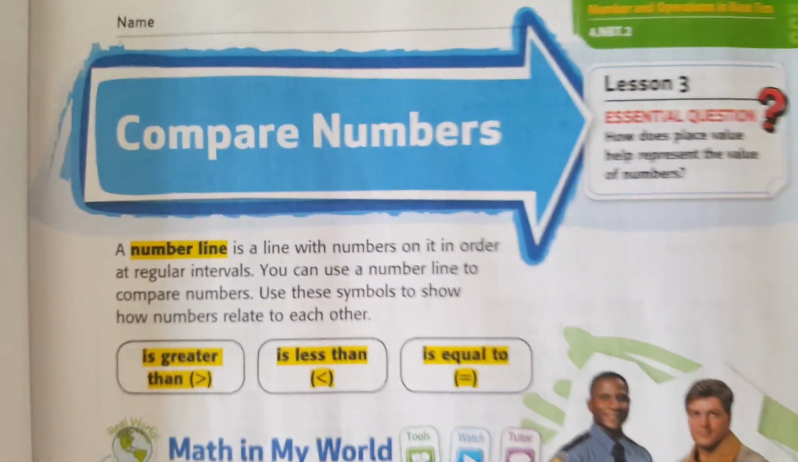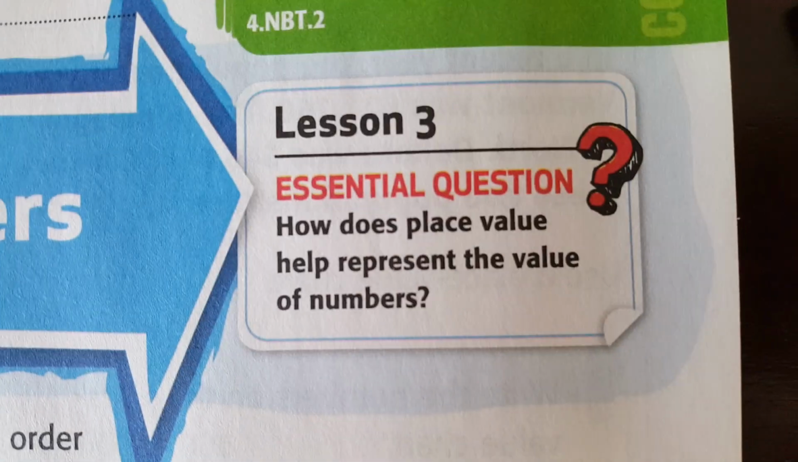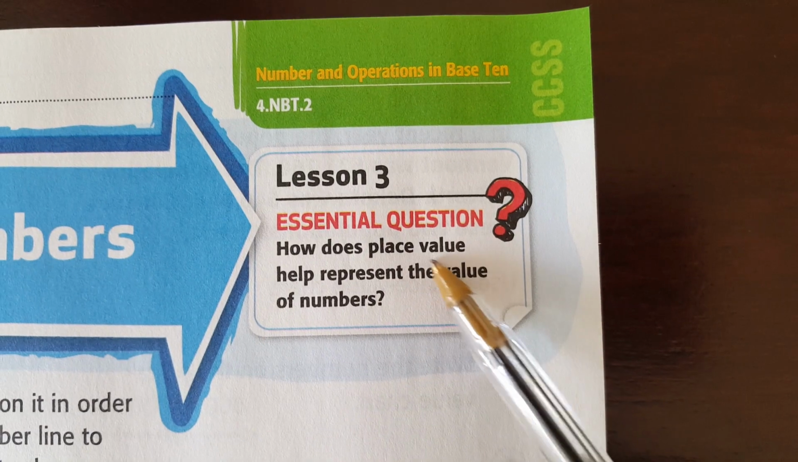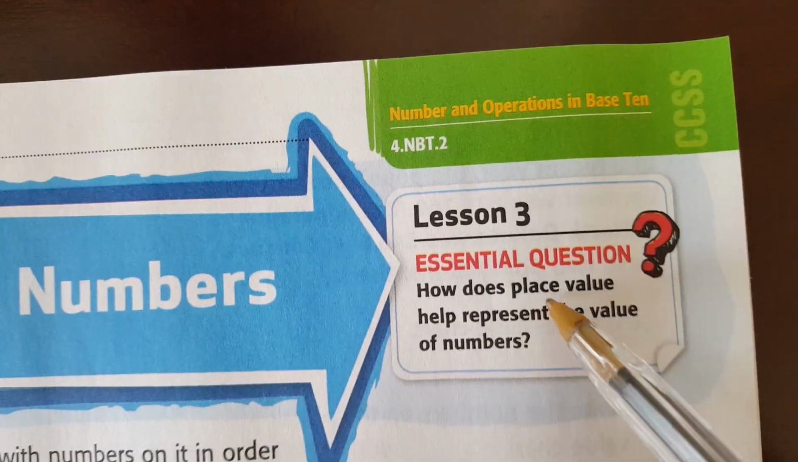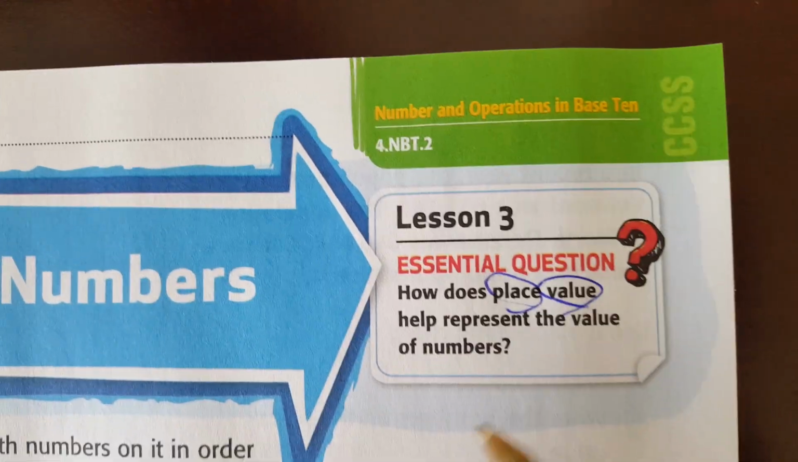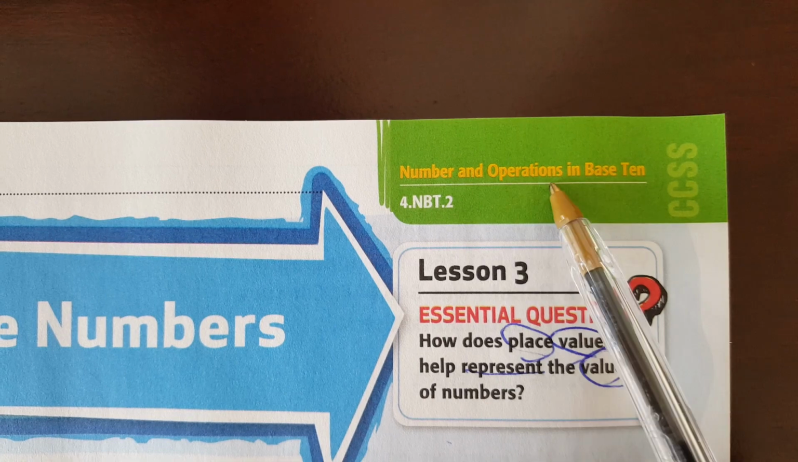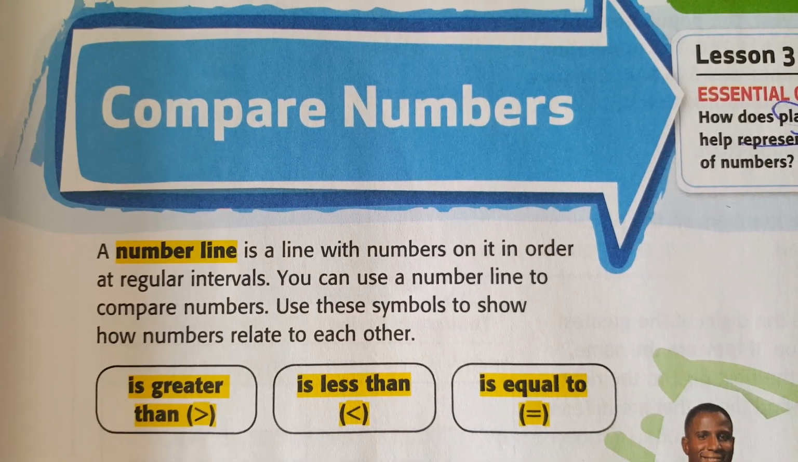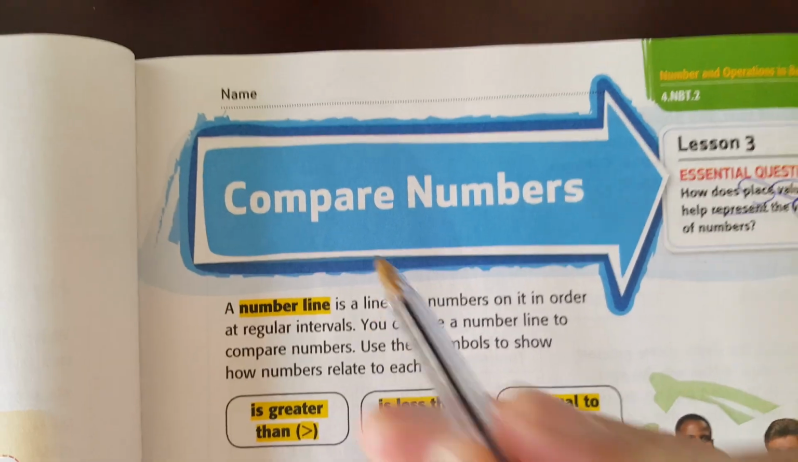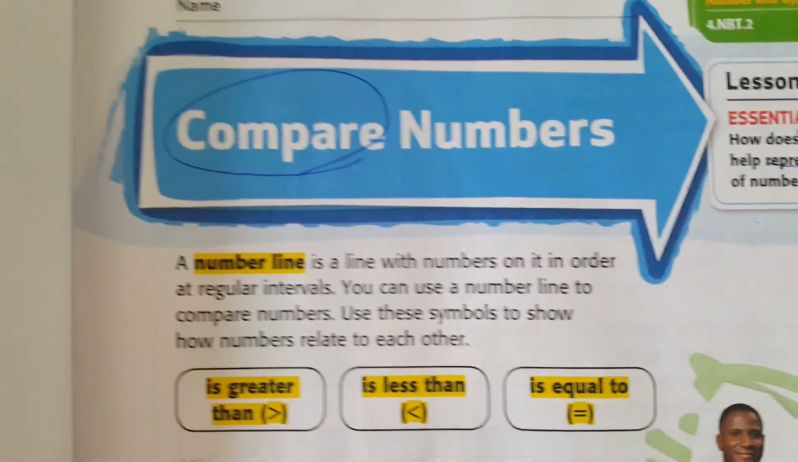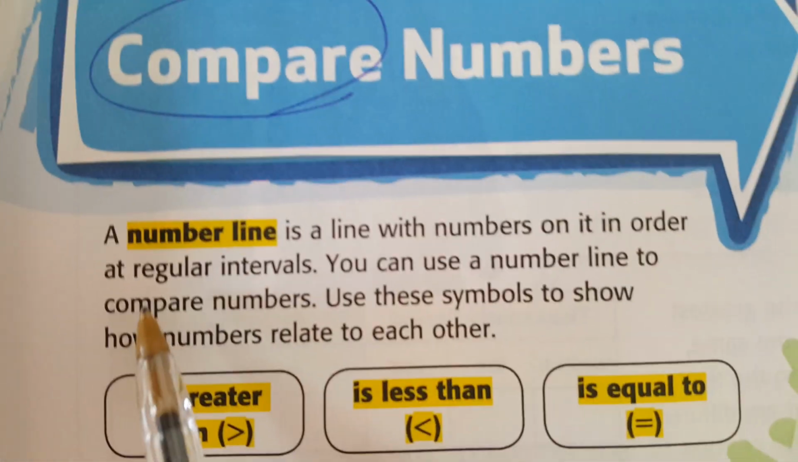Math lesson from chapter 1, lesson 3. Essential question, still the same: How does place value, keyword, place value, help represent the value of numbers? Then you can see the standard up here. Number and Operations in Base 10, Common Core State Standards. There's the title, Compare Numbers. Keyword: compare. All right, let's read it.